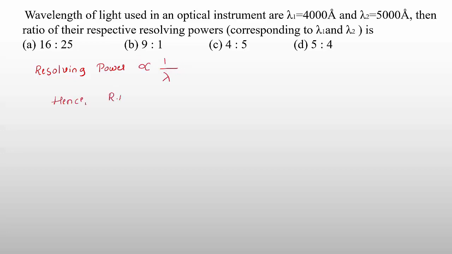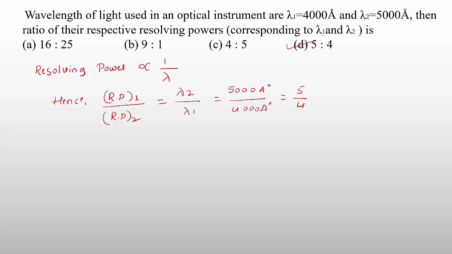Hence, the resolving power of the first with respect to the resolving power of the second, since it is inversely proportional, we can write as lambda 2 divided by lambda 1. Lambda 2 and lambda 1 values are given: 5000 angstrom unit divided by 4000 angstrom unit. That gives 5 divided by 4. So 5 is to 4. That is option D is right.